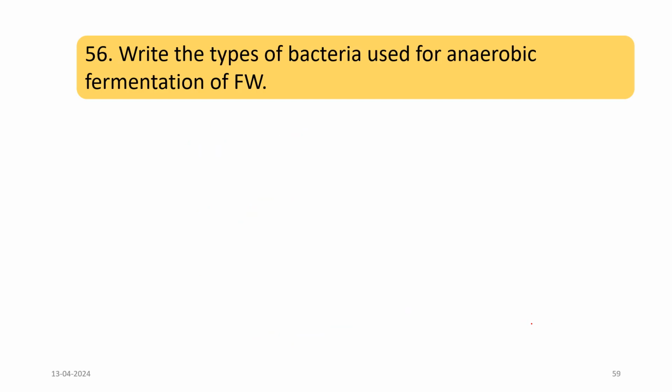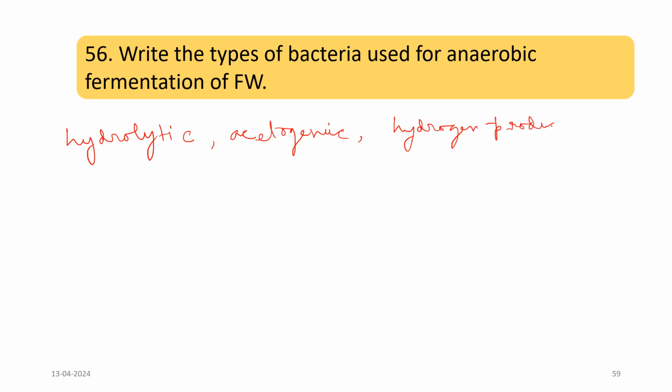Next, write the types of bacteria used for anaerobic fermentation. So the types of bacteria are hydrolytic, acetogenic, hydrogen producing, acetate forming microbes that are required. Okay.